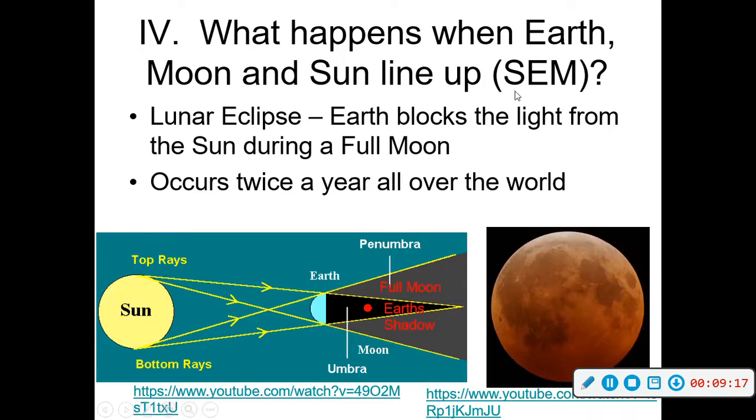And the way you can remember that, sun, earth, moon, SEM. All right, that's for the lunar eclipse. So sun, earth, moon. And that's when you have the full moon. And lunar eclipse is an eclipse of the moon. So just remember, if they ask you what's being eclipsed here, it is the moon.